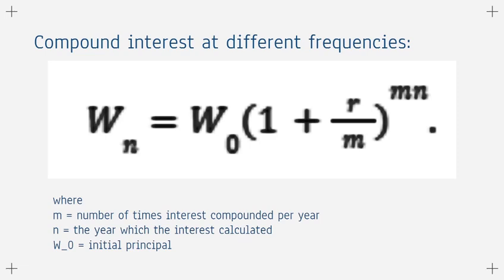This geometric wealth progression illustrates the exponential growth of an investment when compound interest is factored in, emphasizing the impact of compounding frequency on the overall growth of the investment.